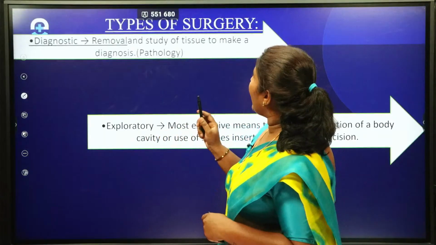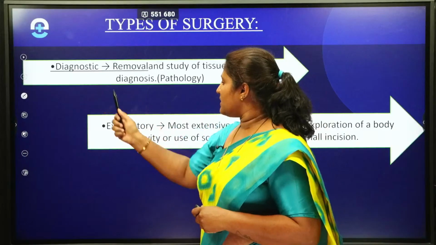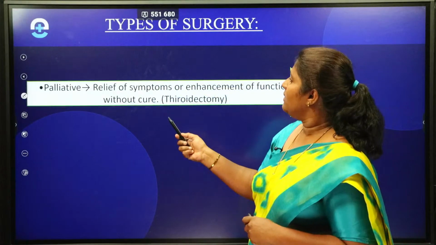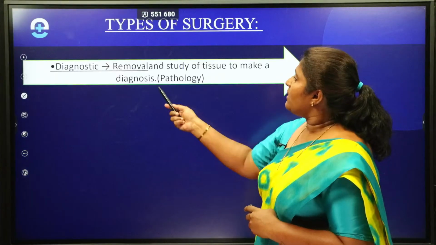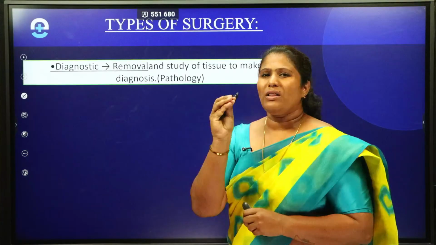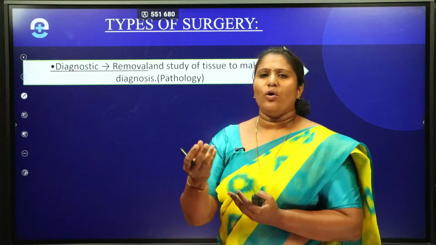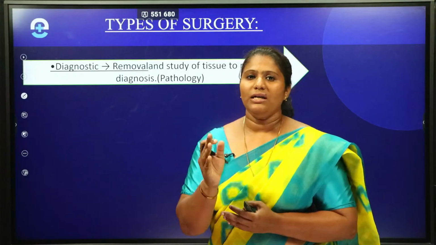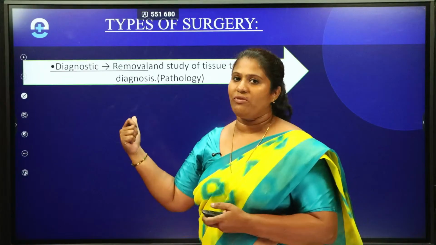Next one is types of surgery. So we have different types of surgery. One is diagnostic surgery, exploratory surgery, another one is palliative, then cosmetic. The first one is diagnostic: removal and study of tissue to make a diagnosis. These are all minor surgeries, for pathological conditions, or when they are going for a biopsy test. That is a small surgery, but we need to give perioperative care: preoperative, intra, and post also we need to give care.